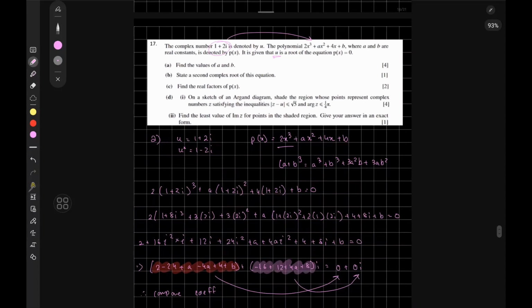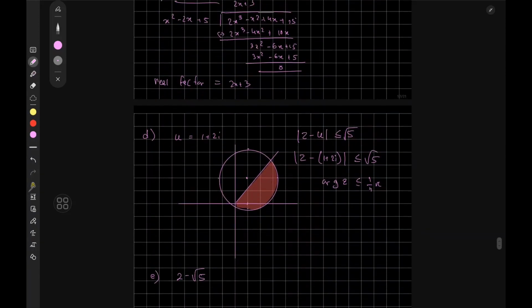So that is C. D is asking you to sketch on an Argand diagram the region whose points represent complex numbers z satisfying the inequality: modulus of z minus u, meaning the distance between z and u, is always less than root 5, and argument of z is always less than 1/4 of pi. Great. So how do we do this?